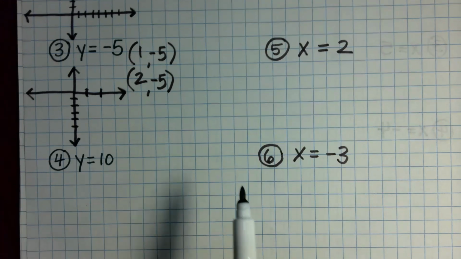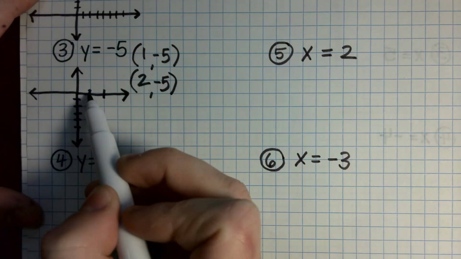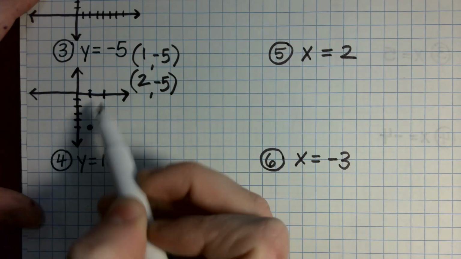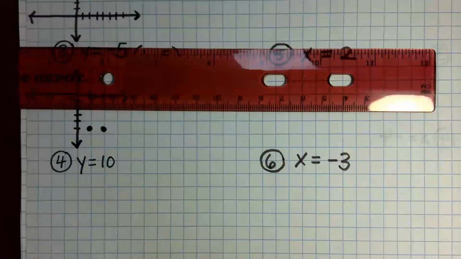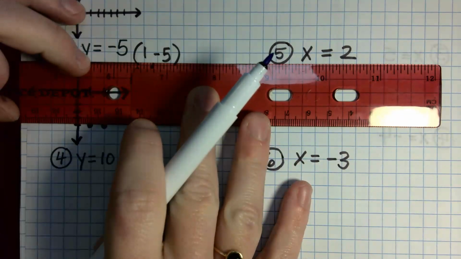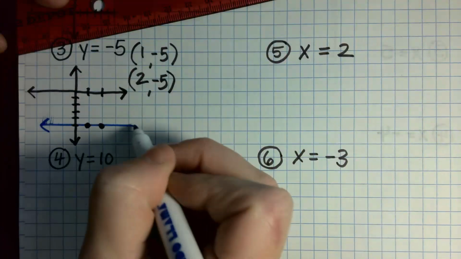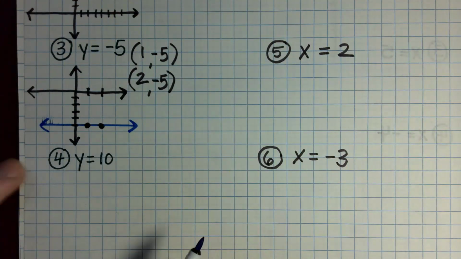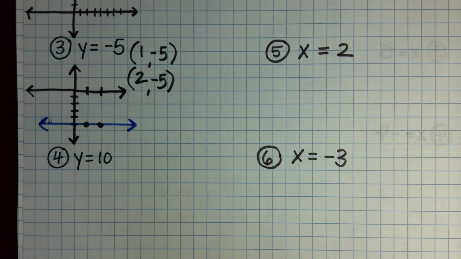Awesome. Okay, let's go ahead and plot the points for y equals -5. We did 1, -5. We did 2, -5. And guys, your line should look just about like mine. You are going to get a line that goes horizontally forever in both directions. Just like that. At y equals -5, it'll go on forever and ever in both directions. Any questions about 3?